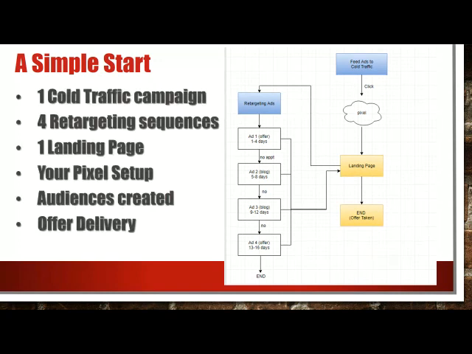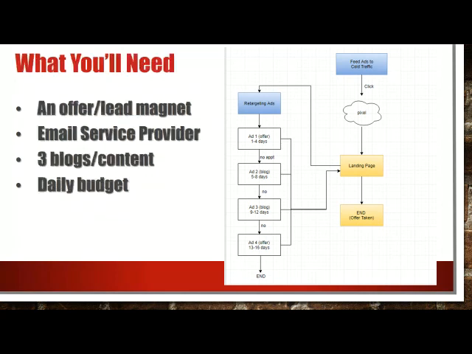So there's a couple different things that you'll end up having if you build this. You'll have your cold traffic campaign up and running. You'll have 4 retargeting sequence landing pages done. You'll have audiences to be created, right, because they're being pixeled now, and offer delivery, which is, if you're offering something, then you need to have the email delivery mechanisms in place.